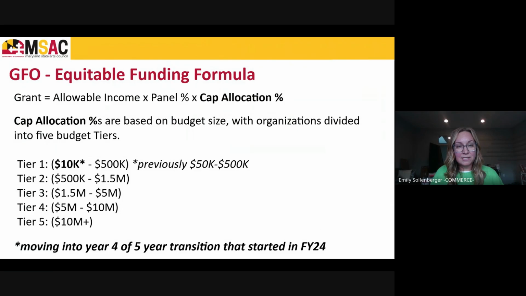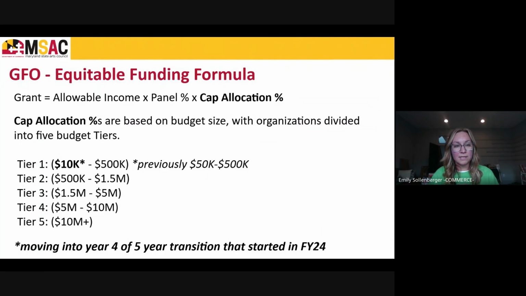In particular, we wanted to highlight the cap allocation percentage because this is really that moving variable from year to year, and there's a couple different things going on here. We've also been in a change with the cap allocation percentage. We call that the equitable funding formula because there's been a shift based on a previous revision process, that we set up these tiers based on the size of your organization. So you'll see the tiers here on your screen.